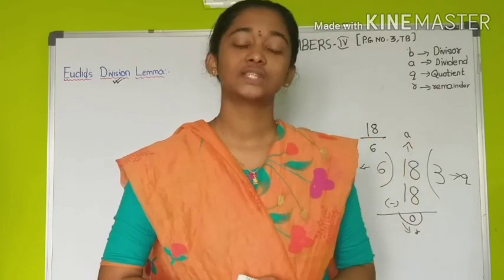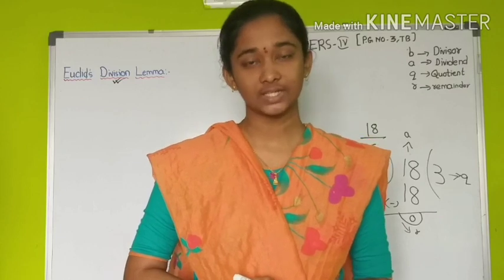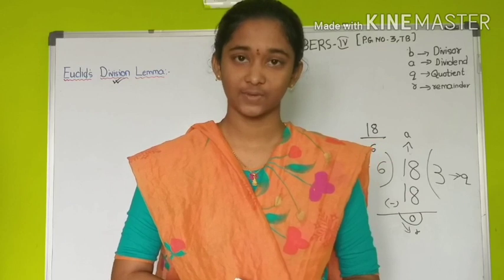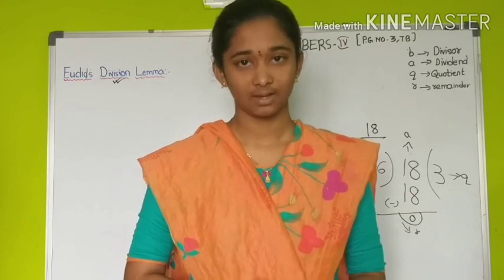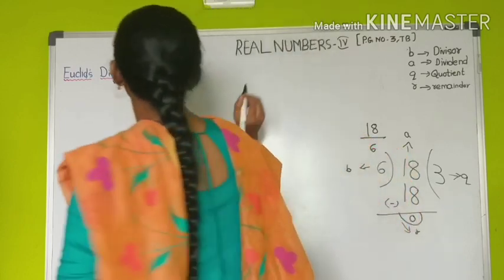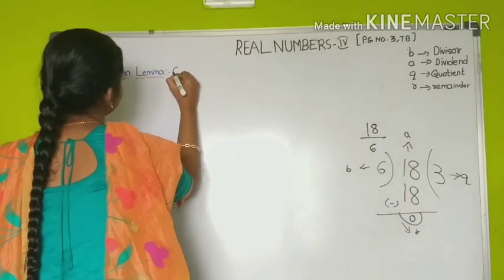The definition of Euclid's division lemma is: for given positive integers a and b, there exists a unique pair of integers q and r satisfying a is equal to bq plus r, and 0 is less than or equal to r, which is less than b. We write the definition of Euclid's division lemma.